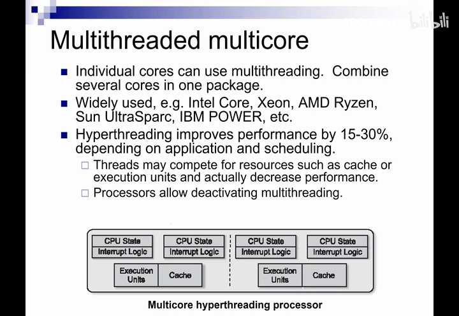Of course, this depends on your application and on how you schedule the threads. Sometimes when you run several threads concurrently, you could actually have worse performance than if you just run a single thread. This happens, for example, when the threads compete for resources, like the cache. If this happens, you can detect this through code profiling, and the processors usually allow you to deactivate the multi-threading when you actually get worse performance.